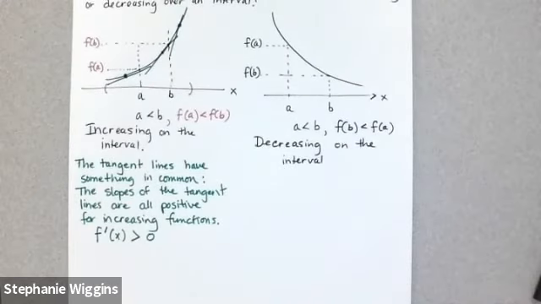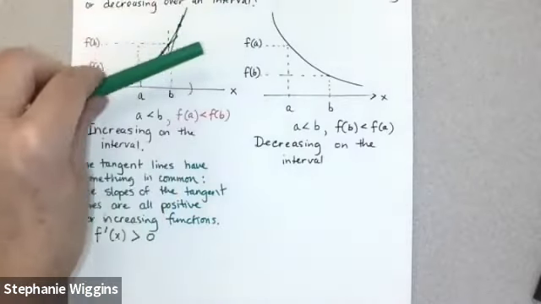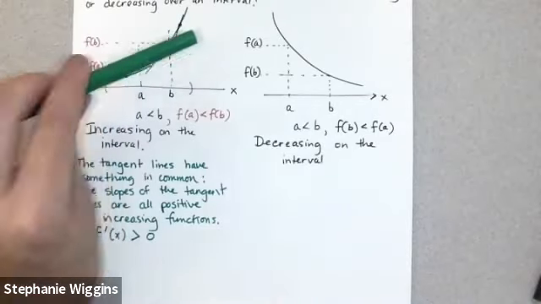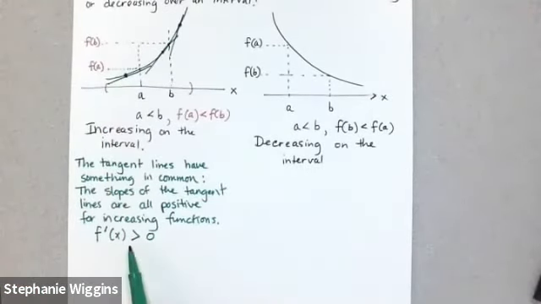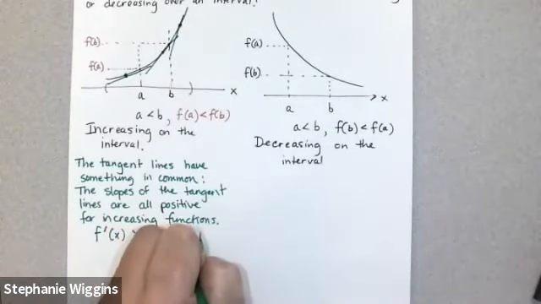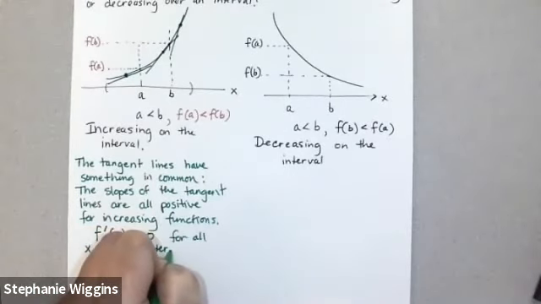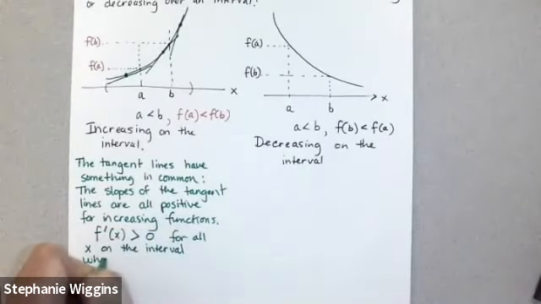Okay? Remember, the slope of the tangent is just the derivative. So if you have an increasing function, the derivative on that interval is going to be positive, all the derivatives. There's not just one derivative, right? The derivative is the function. There's not just one slope. There are many slopes, but each slope is equal to the derivative at that point, the value of the derivative. And so it's positive for all x on the interval where the function is increasing.